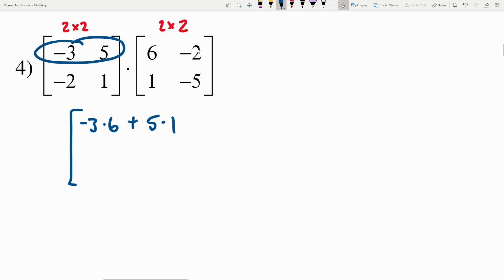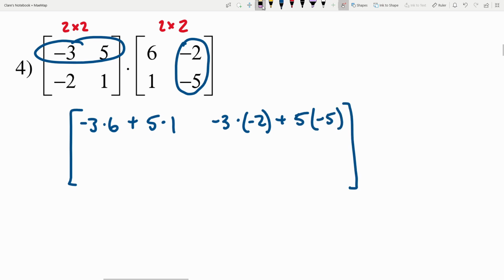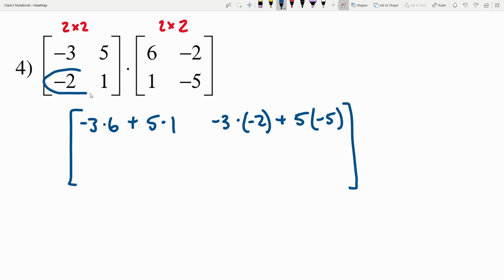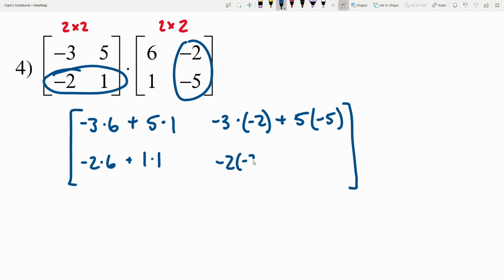Now, I'll do the first row, second column, to get negative 3 times negative 2 plus 5 times negative 5. So that wraps up my first row. Now I'll work on my resulting matrix's second row. Dotting that with the first column: negative 2 times 6 plus 1 times 1. And then for the second row, second column: negative 2 times negative 2 plus 1 times negative 5.